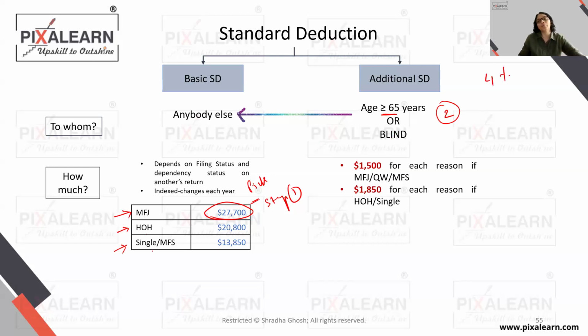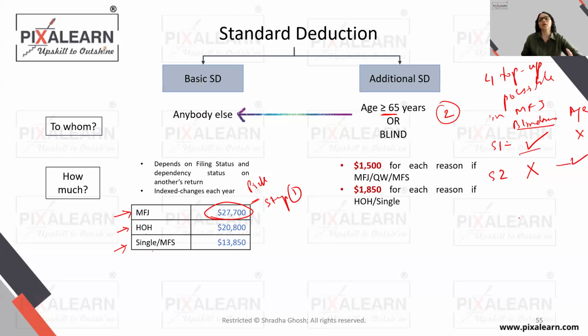So there are 4 top ups possible in case of a married filing jointly. Let's say, spouse 1, spouse 2, this is blindness, and this is age. So if spouse 1 is blind but not aged, and spouse 2 is not blind but is aged, how many top-ups do you get? You get plus 2 top-ups. How do you determine the value of the top-up? Let's say if you're married filing jointly and both the people are blind and old. So you will have 4 top-ups.